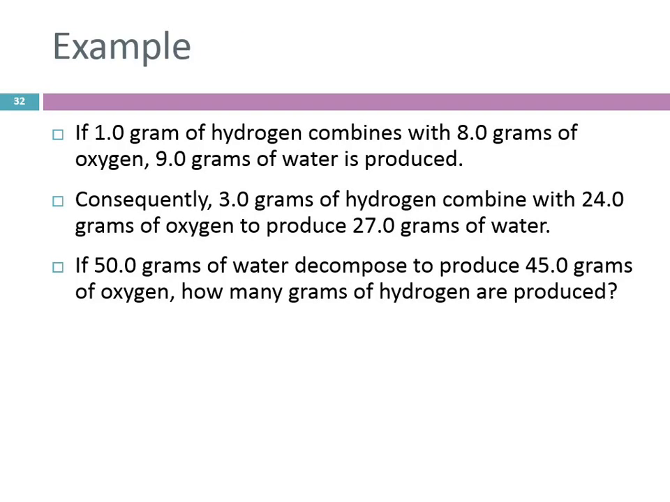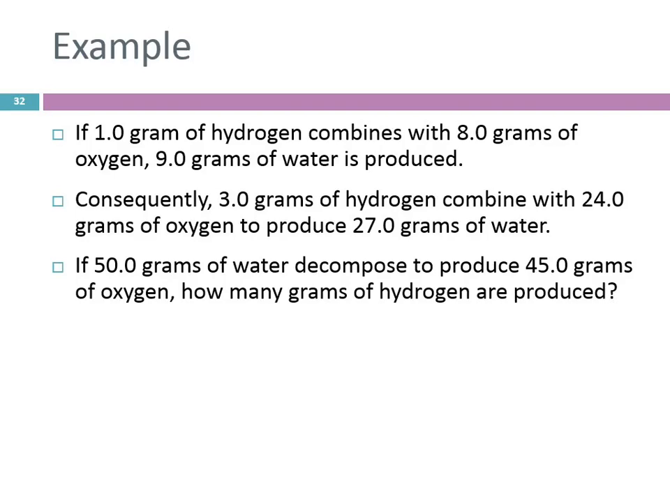These sorts of examples are sometimes very confusing for students. Do not overthink this, okay? So if 1 gram of hydrogen combines with 8 grams of oxygen, the law of conservation of mass says that the mass that you start with is equal to the mass you end up with. So if you add 1 gram of hydrogen plus 8 grams of oxygen, you end up with 9 grams of water. These questions are on a very simple level.